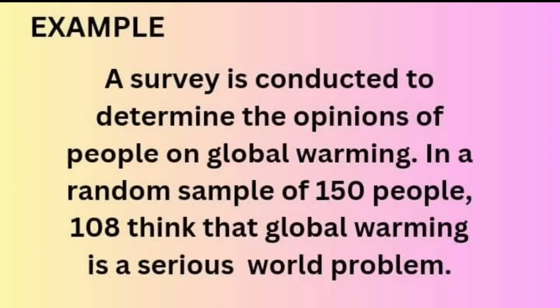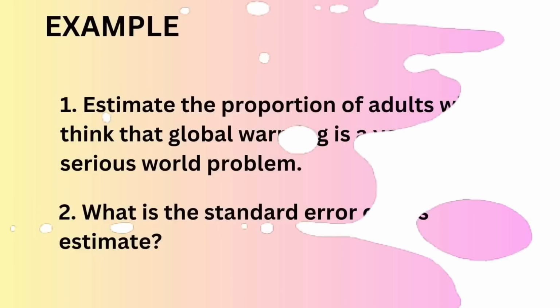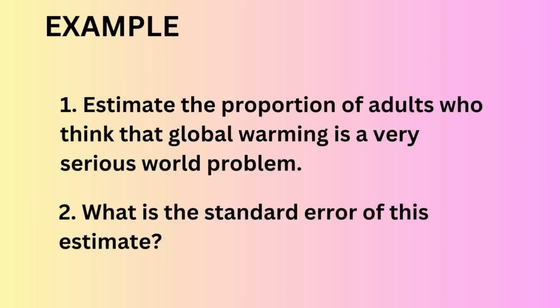For example, a survey is conducted to determine the opinions of people on global warming. In a random sample of 150 people, 108 think that global warming is a serious world problem. Number 1. Estimate the proportion of adults who think that global warming is a very serious world problem. Number 2. What is the standard error of this estimate?